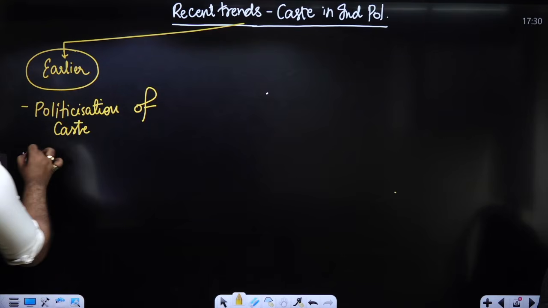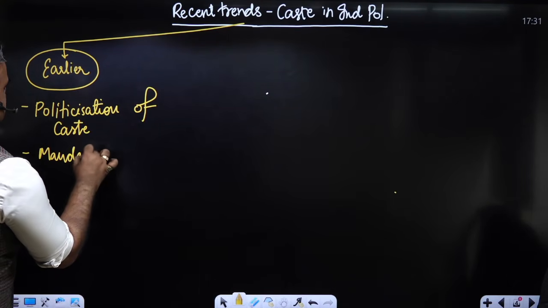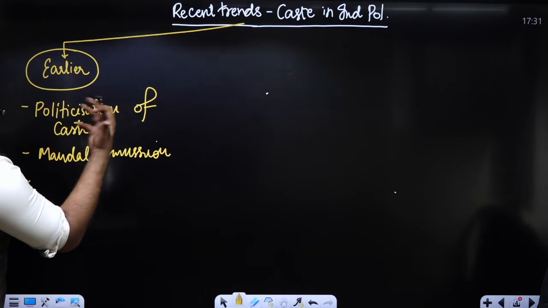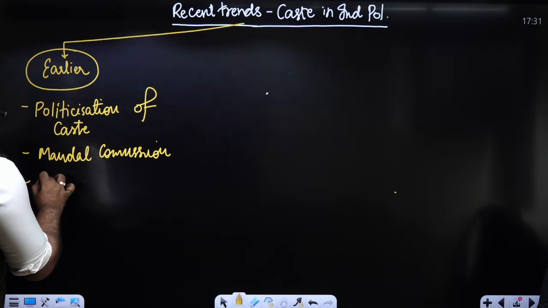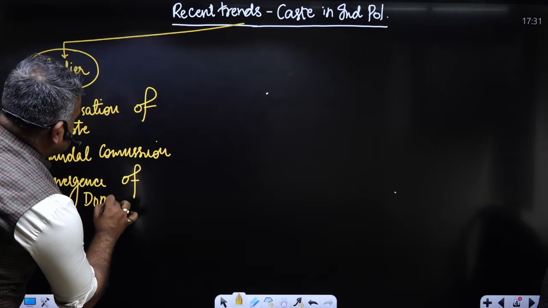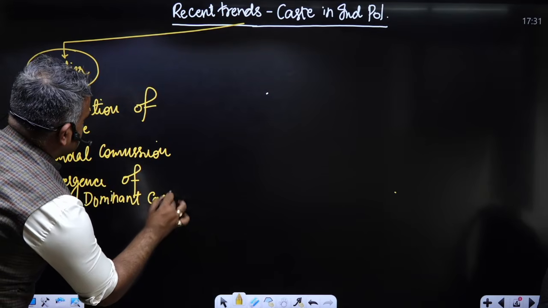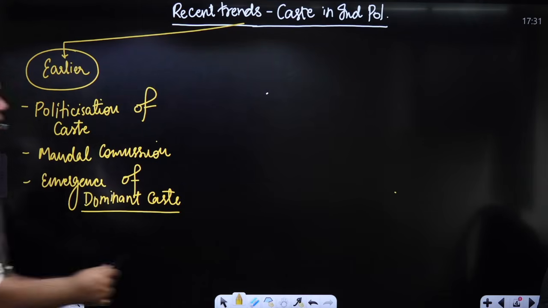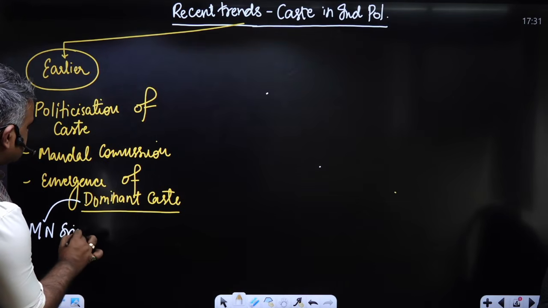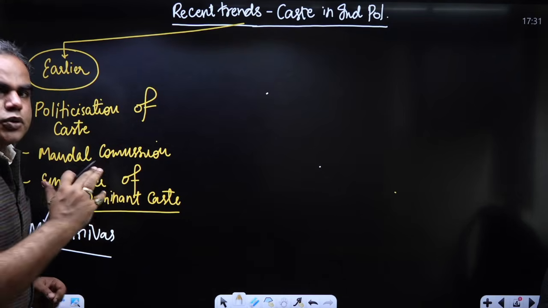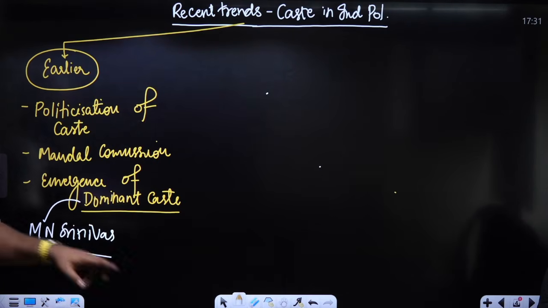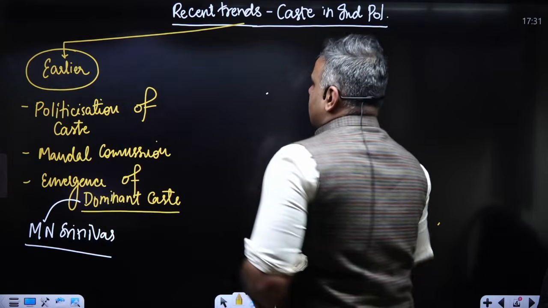Of course, I can talk about the Mandal Commission, which happened to be a very important instrumental event. And third thing I can say is the emergence of dominant caste. For example, if you recall our previous class, we had seen M. N. Srinivas. We have seen terms previously like elite capture, bullock capitalist, Rudolph and Rudolph. Okay, this is there.